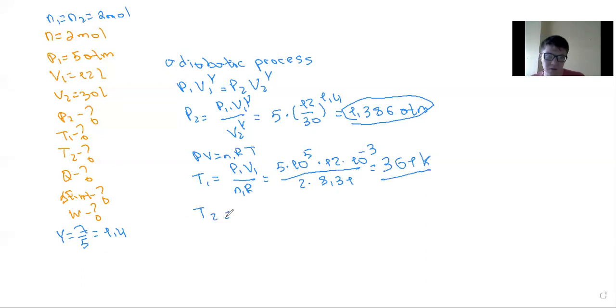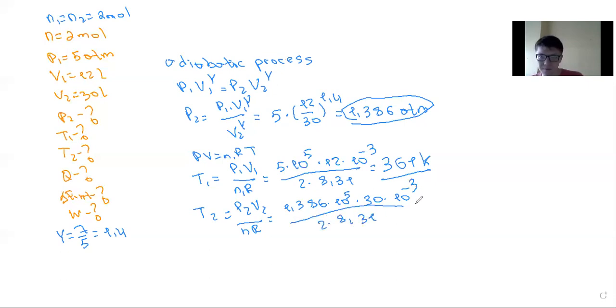And T2 is, with this formula, P2 V2 over nR. P2 is what we found: 1.386 multiplied by 10 to the power of 5, multiplied by 30 and 10 to the power of -3, divided by 2 and 8.31. And it will be equal to 250 kelvins. We found the initial and final temperatures.